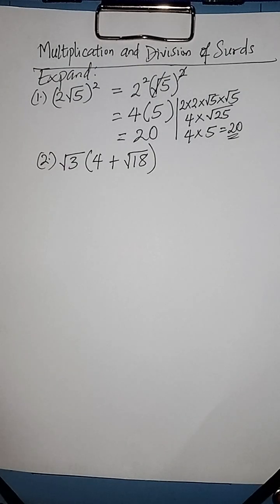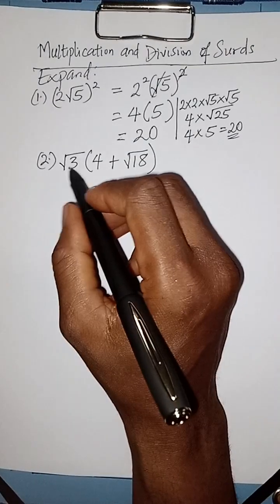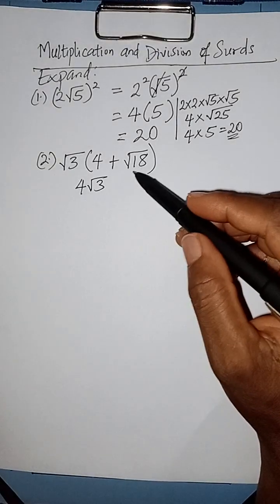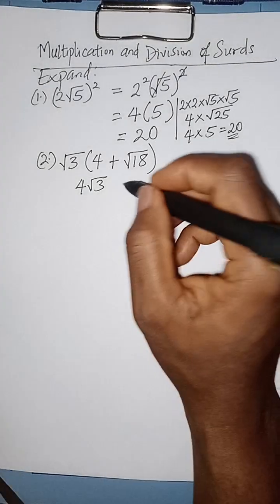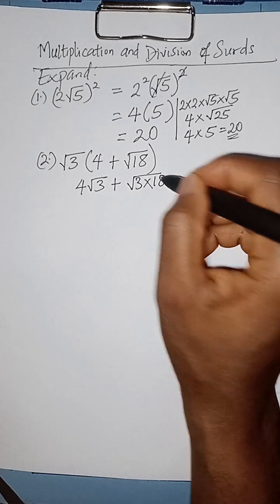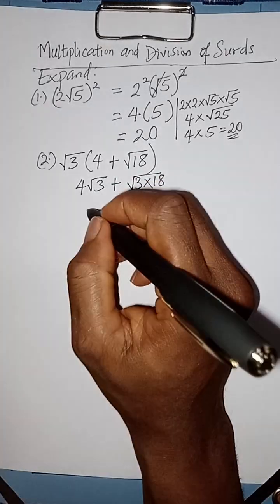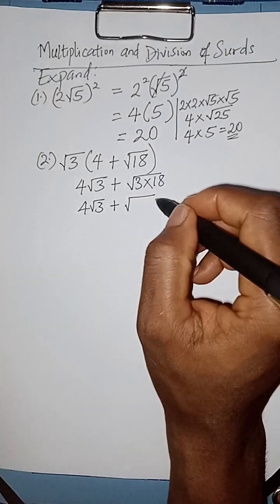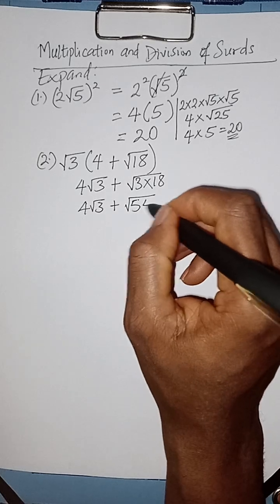Now, let's look at number two, a tricky question. Root 3, open bracket 4 plus root 18 close bracket. What it simply means is this. Root 3 is multiplying everything in the bracket. So what do we do? We're going to take it one by one. So root 3 times 4 will be 4 root 3. Then root 3 times plus root 18 will be, remember you can put them under one root, 3 times 18. I hope that's making sense now, right? So this is 4 root 3 plus root of 3 times 18. If you do the multiplication, it is 54.